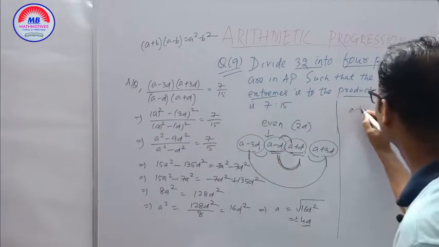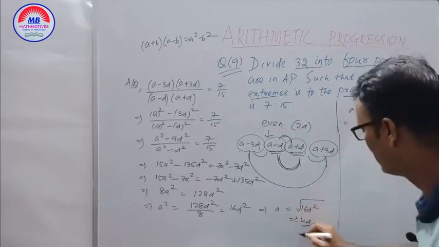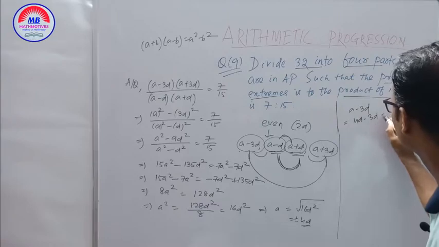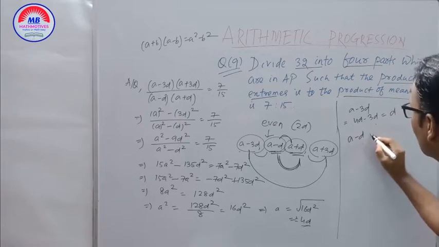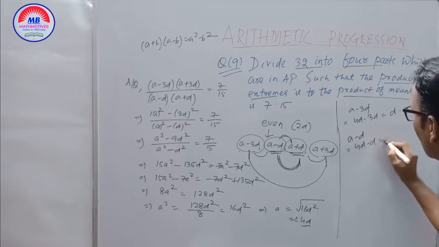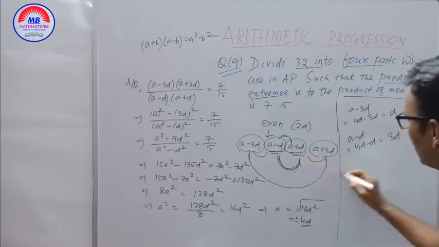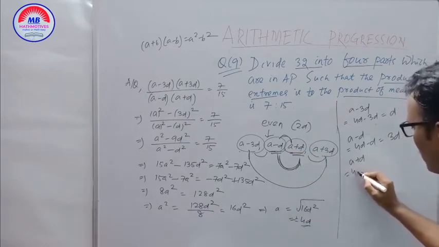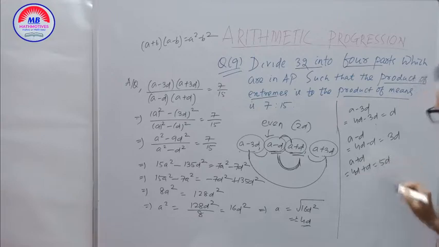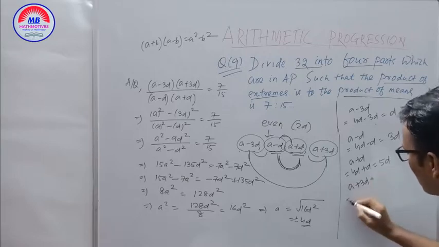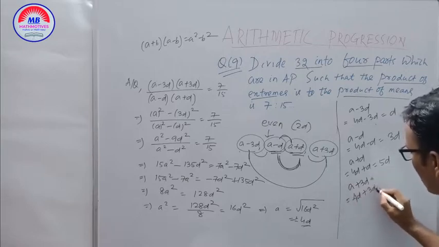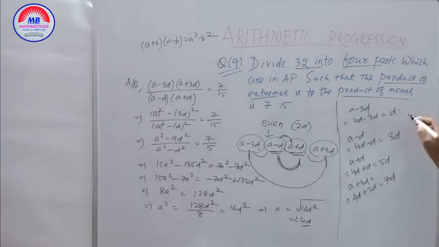Then the first term will be a minus 3d, the value of a is 4d. So 4d minus 3d is equal to d. The second part a minus d, equal to 4d minus d equal to 3d. Third, a plus d equal to 4d plus d, that is equal to 5d. Similarly, a plus 3d is equal to 4d plus 3d equal to 7d. So first is d, then 3d, then 5d, then 7d.